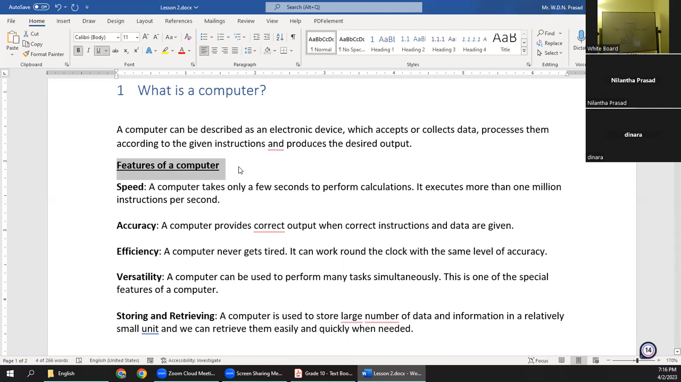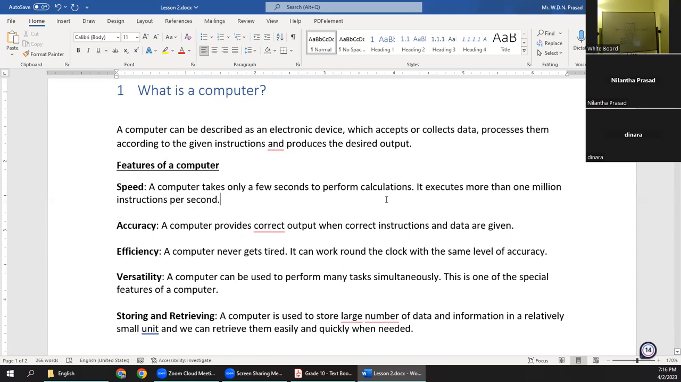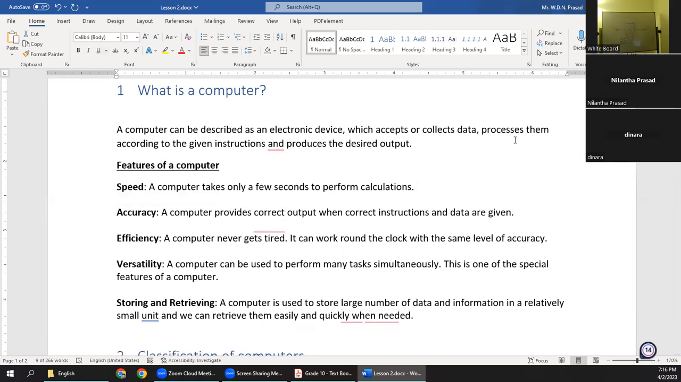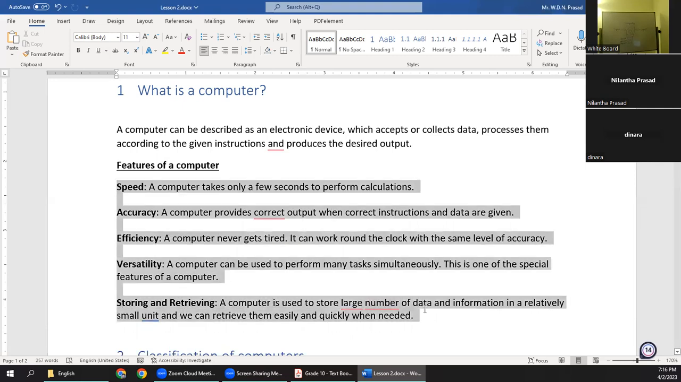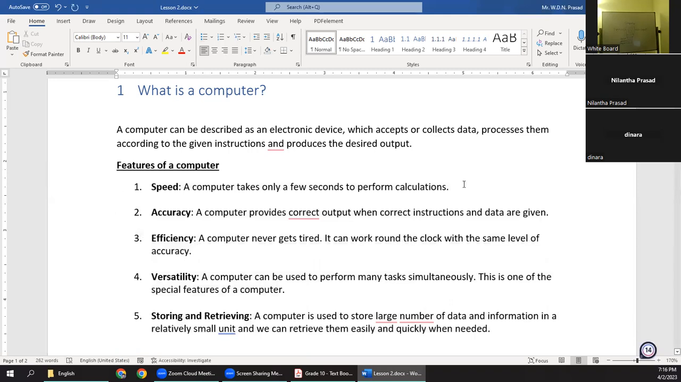So you put the subtopic as features of a computer first. Don't write these things. I will tell you what to write. Features of a computer. Now let's write down the first feature. Number one, speed. The first one is speed.